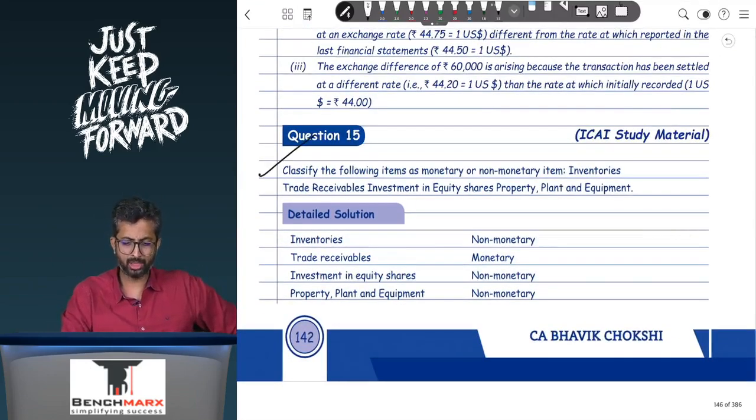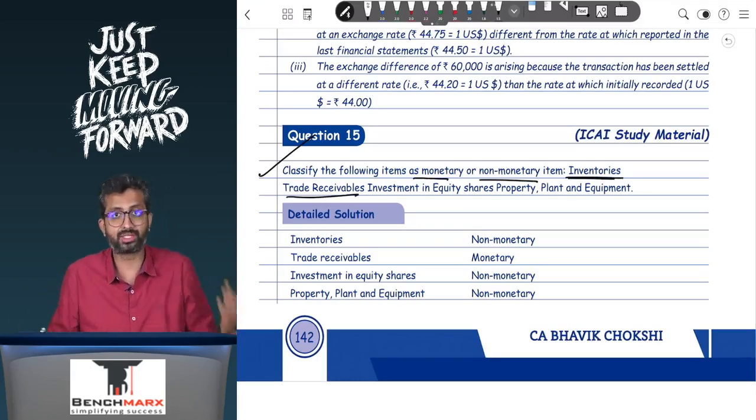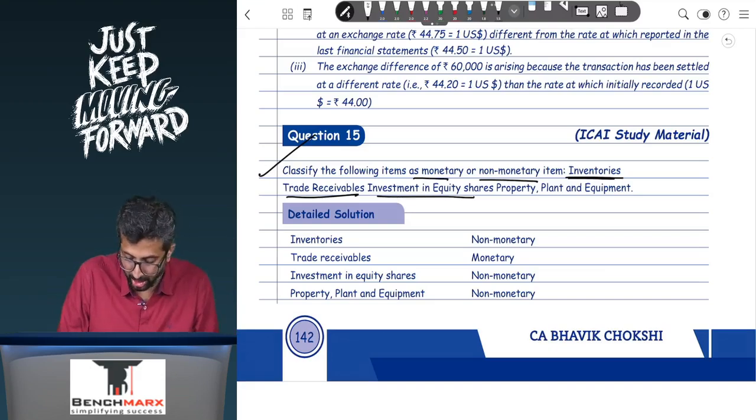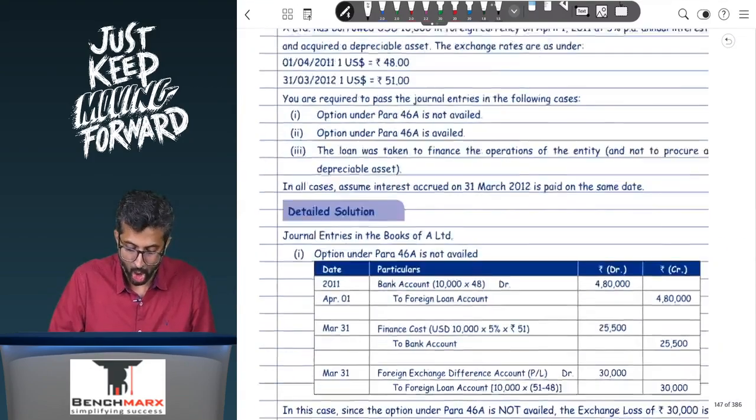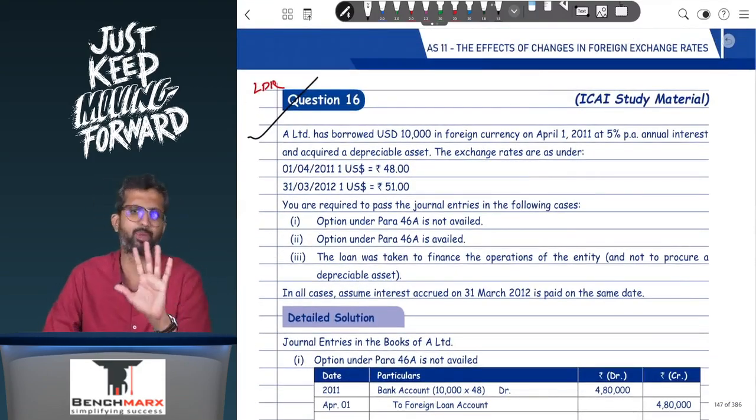Achha, question number 15, a basic question. Classify the following items as monetary or non-monetary. Like inventories, they are non-monetary. Money can be fixed, need not be fixed. I can sell the inventories, get more, less, I don't know. So it is non-monetary. Trade receivables is monetary, investment in equity shares is non-monetary, and PPE is non-monetary. Okay, next you go to question number 16. This is a good question where you can practice what is to be done for para 46A.